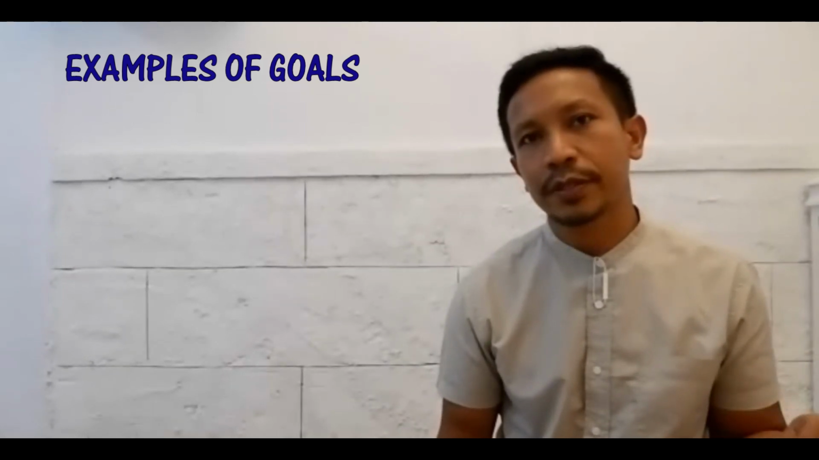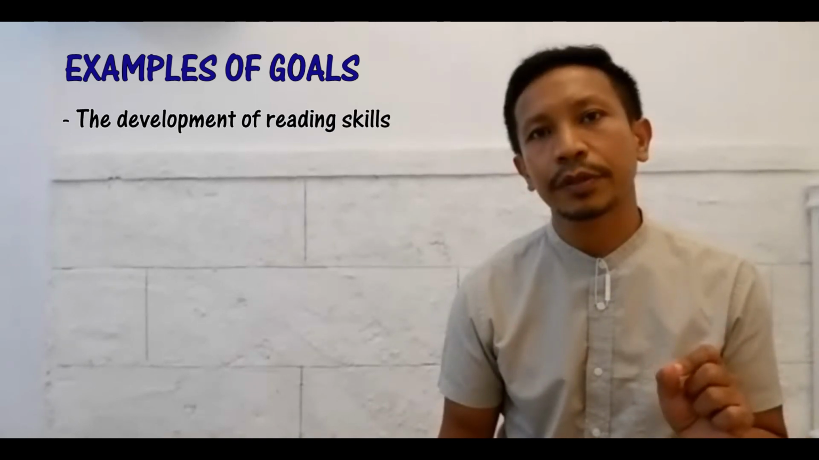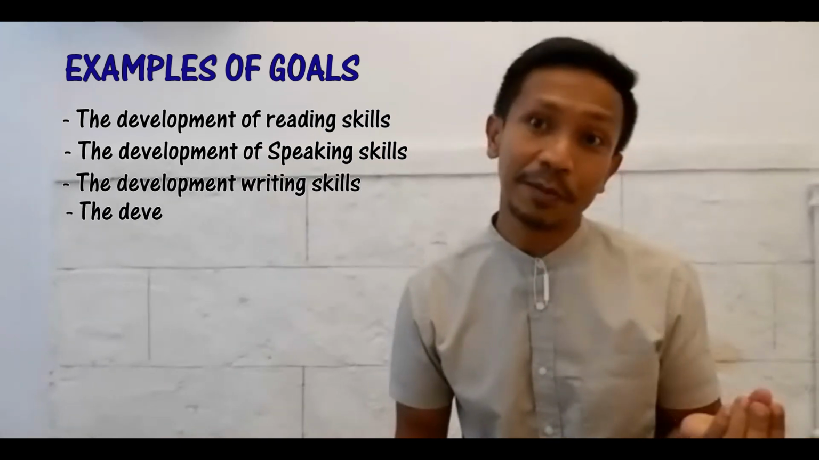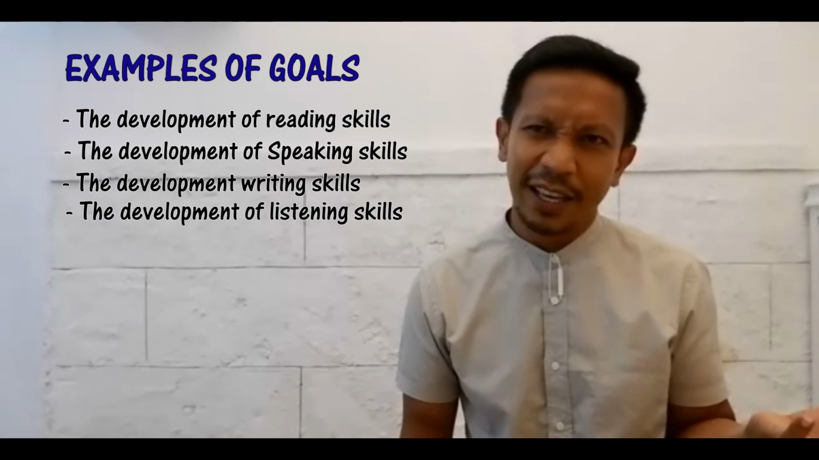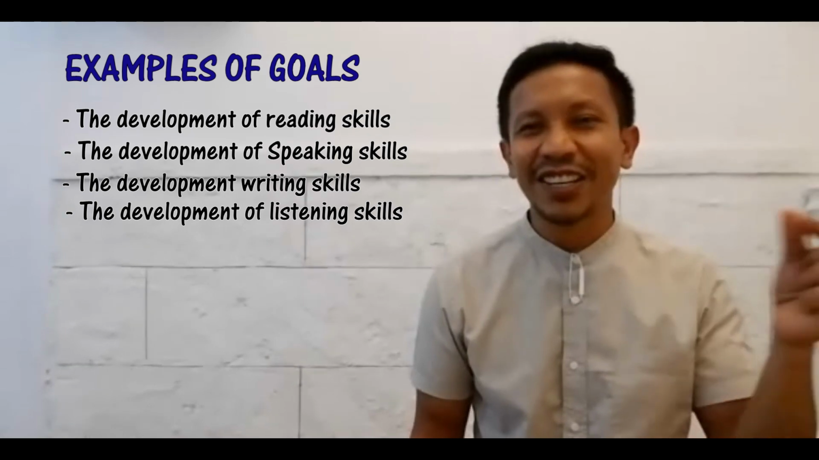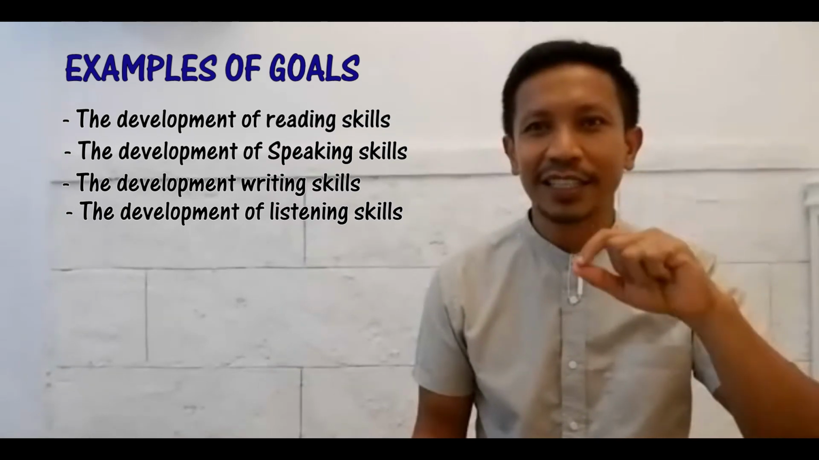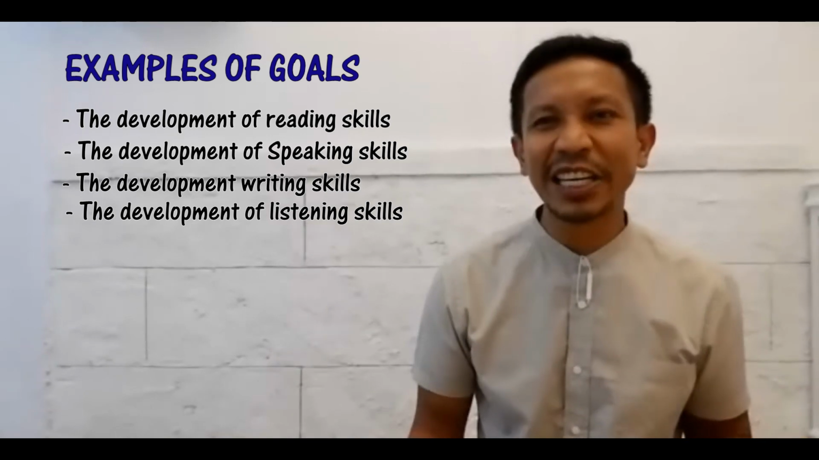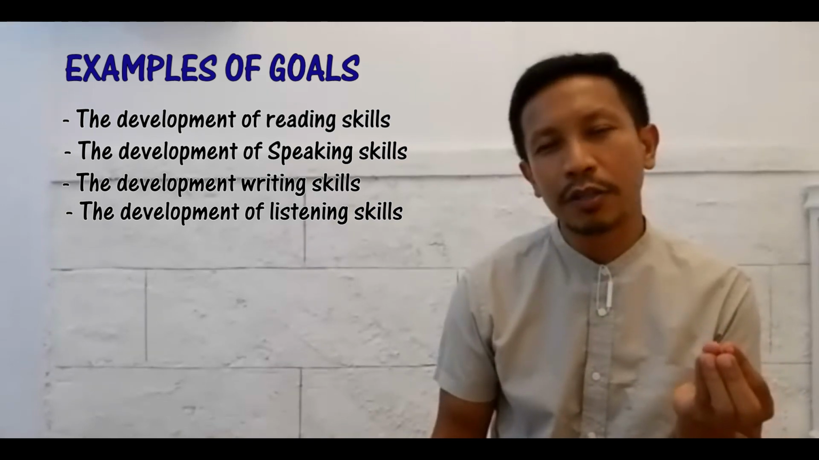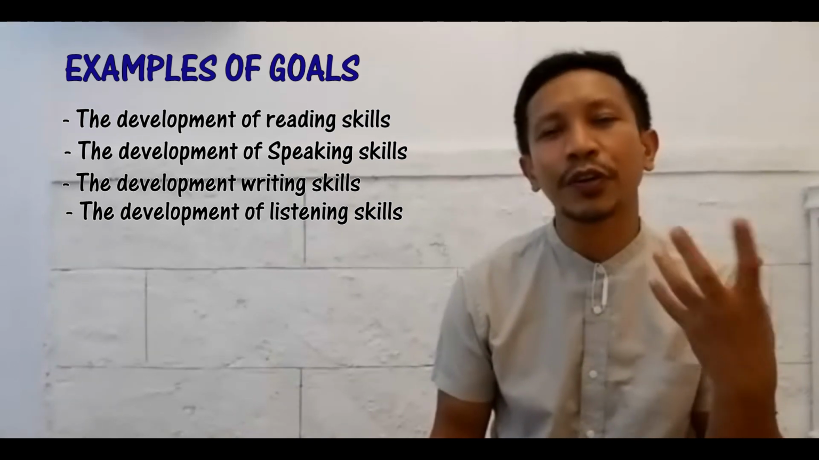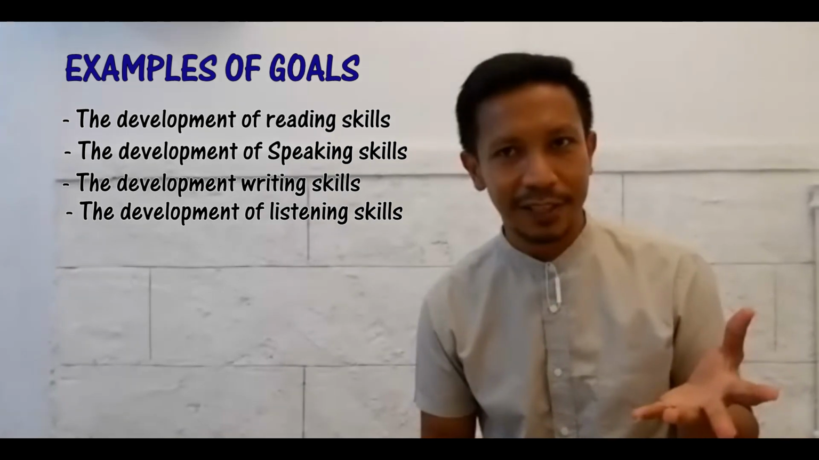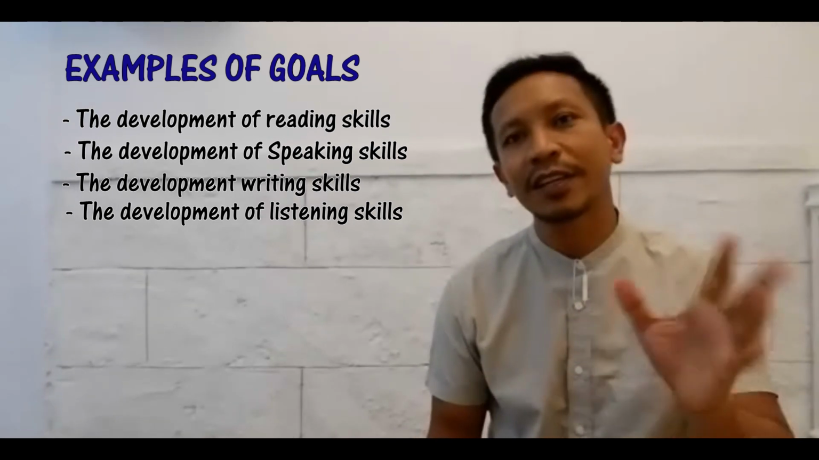Let's begin with the first one. You just write the development of reading skills, the development of speaking skills, the development of writing skills, and the last one, the development of listening skills. How come you can understand the details if you just write the head? Like, I want to improve my reading skills. I want to improve my speaking skills. You need to specify what reading skills you are going to improve, what speaking skill you need to learn, what writing skill you need to learn, and so forth.